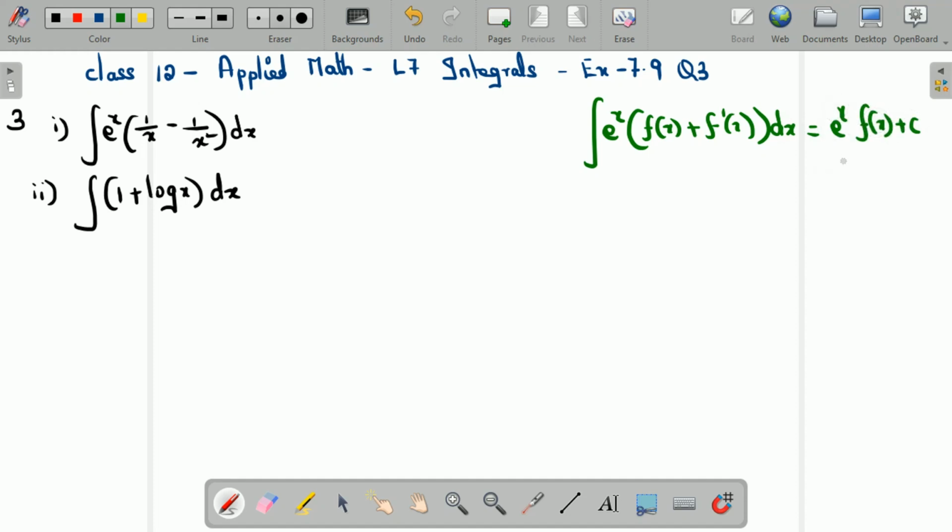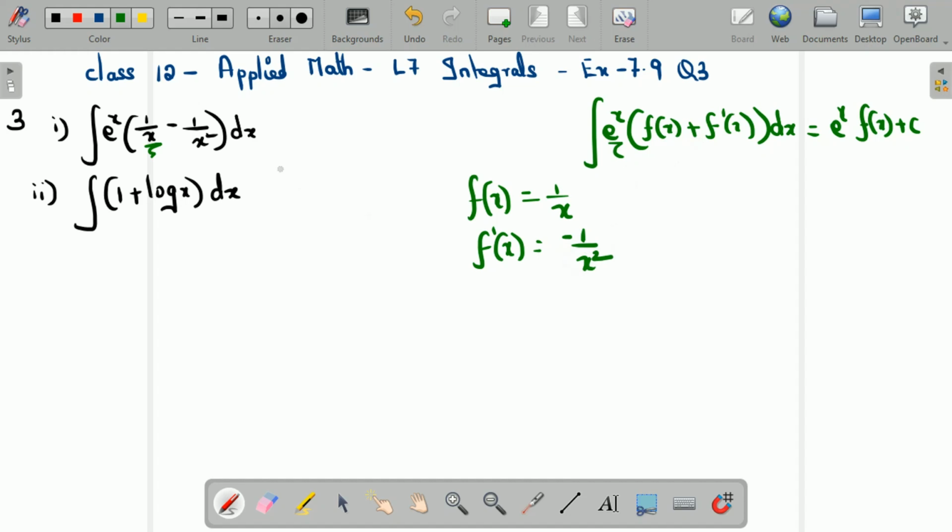So let's start to compare to identify what is f of x. So we have the e power x in place. So if I place, f of x is going to be equal to 1 by x. So first let's compute f dash of x. So f dash of x is nothing but differentiation of 1 by x, which is minus 1 by x squared.